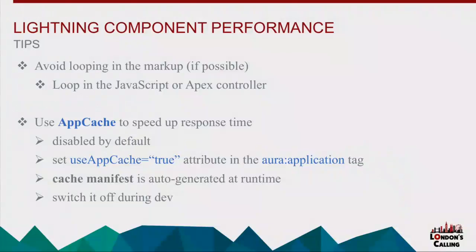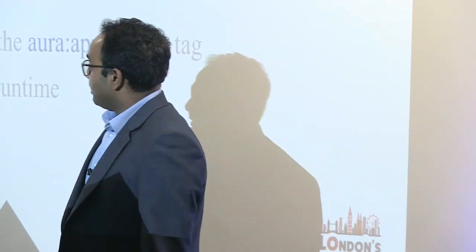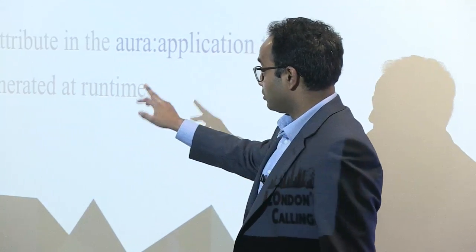Use app cache to speed up your app. App cache, or application cache, will speed up your app's response time and reduce your server load by just downloading files that have changed. It's disabled by default. You can set the appcache equals true attribute on the application tag to enable it, but don't do it during development, because during development your resources will be constantly changing. It also generates the cache manifest automatically at runtime. Enable it just before deployment.